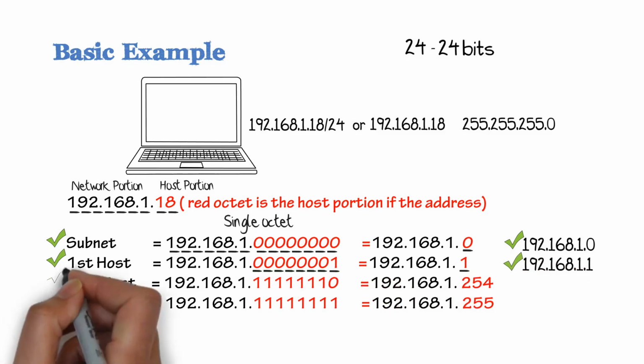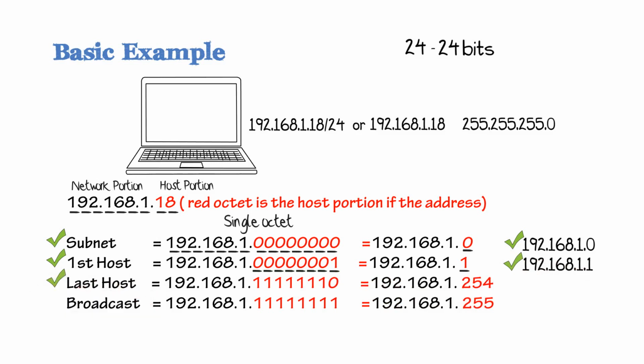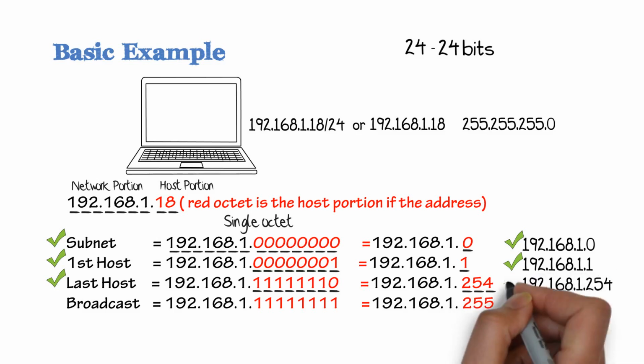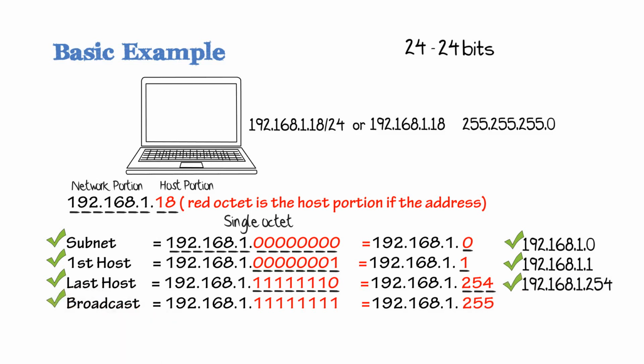To work out the last host, fill the host portion of the address with binary 1s except for the last bit you set to binary 0. So that's 7 binary 1s followed by a binary 0. If you convert that back to decimal, you'll get the value 254. So the very last host in this subnet is 192.168.1.254. To get the broadcast address, fill the host portion of the address with binary 1s. So a single octet full with binary 1s is equal to 255 in decimal.